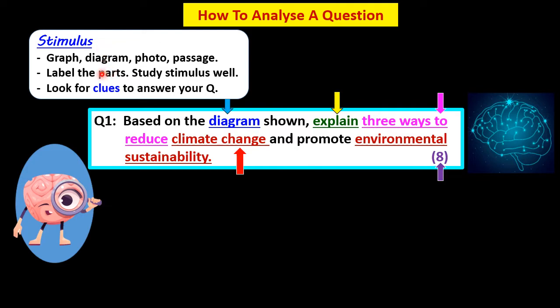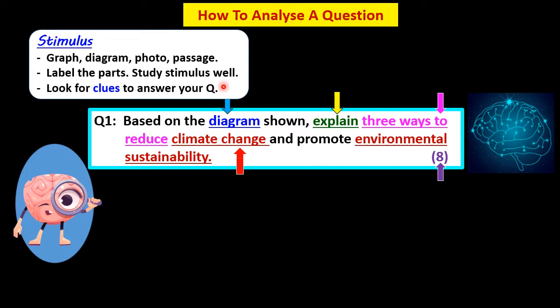Now, label the parts in the question. If it is labeled PQR, then you better identify the parts and write it down at the side of the letters. And if some explanation is given in the stimulus, in the diagram, then take note of what it is trying to tell you. So study the stimulus well and look for clues to answer the questions that are going to be asked after that.